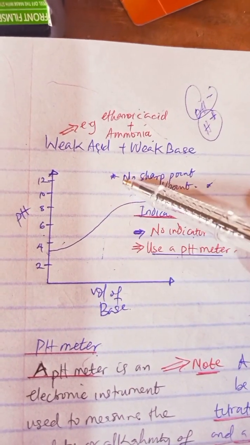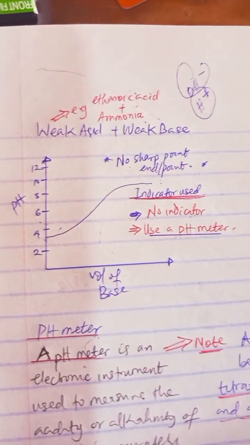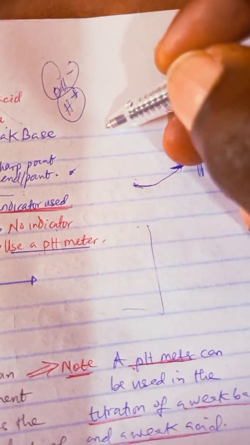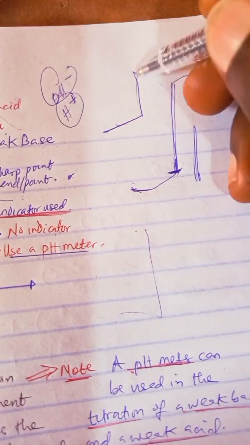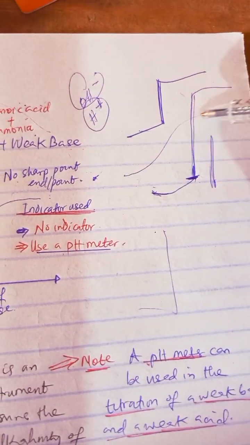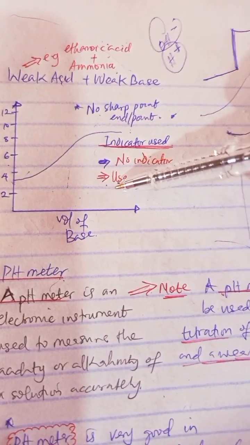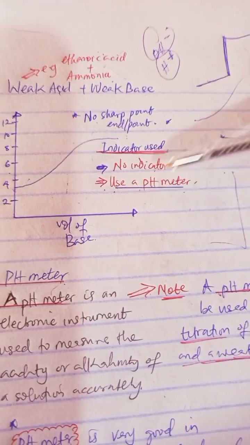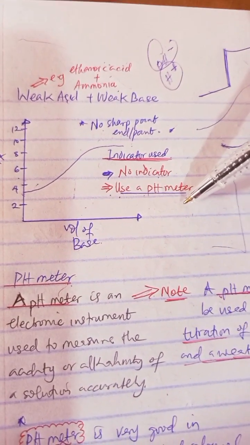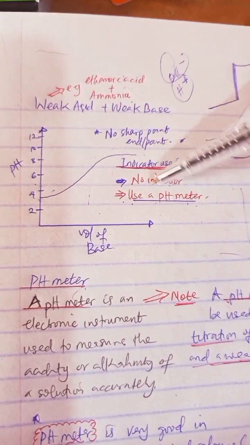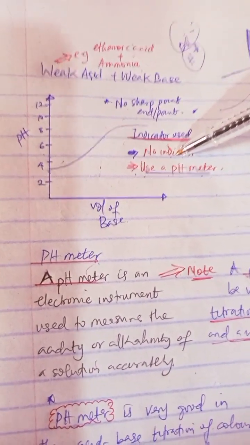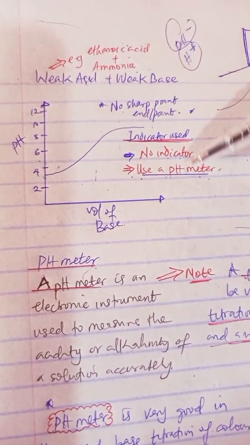You cannot use any indicator because an indicator must show pH change at a sharp point, like boom, sharp point. That's what it can show. But this one does not have any sharp point. It's just moving slowly, as if a car is just moving slowly. So no indicator is used, and you have to use a pH meter. A pH meter is an electronic device that can tell you the pH. You cannot use methyl orange, you cannot use phenolphthalein. None of them can be used except a pH meter.